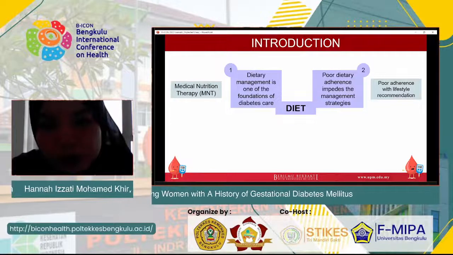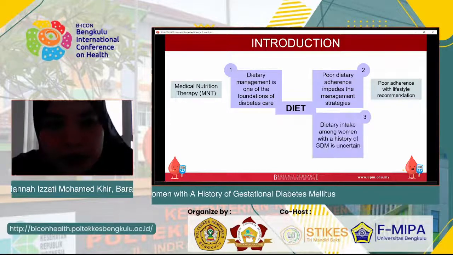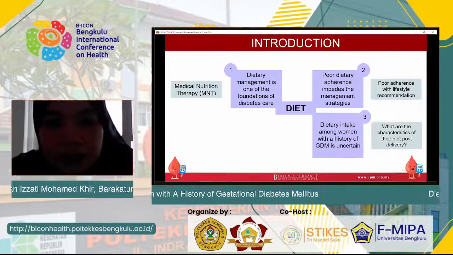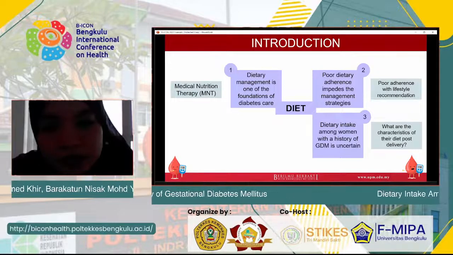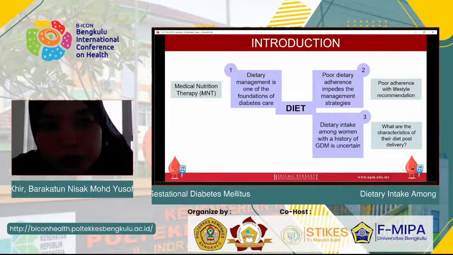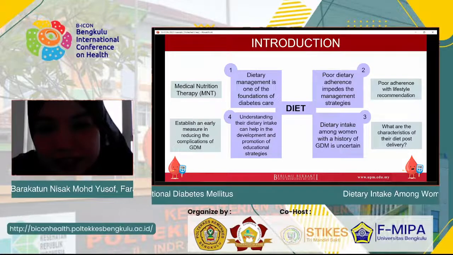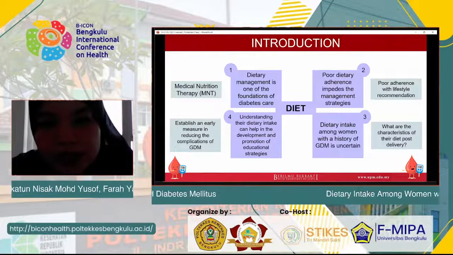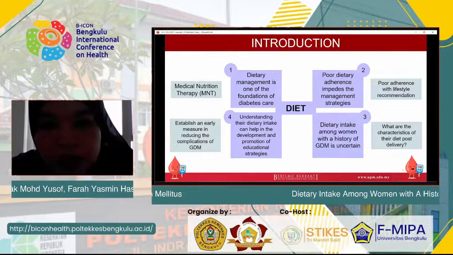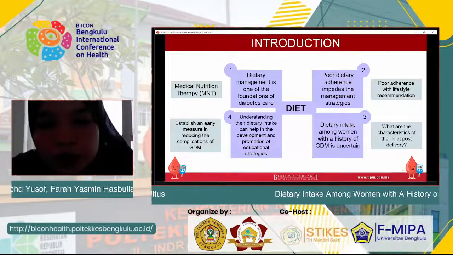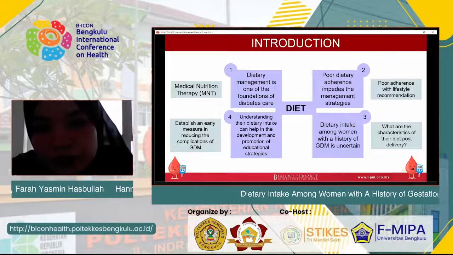Dietary intake among women in this population with a history of GDM is limited and uncertain in terms of the characteristics of their diet post-delivery. It is important to understand their dietary intake, as this can help in the development and promotion of educational strategies, which is particularly important in order to establish an early measure in reducing the complications of GDM.